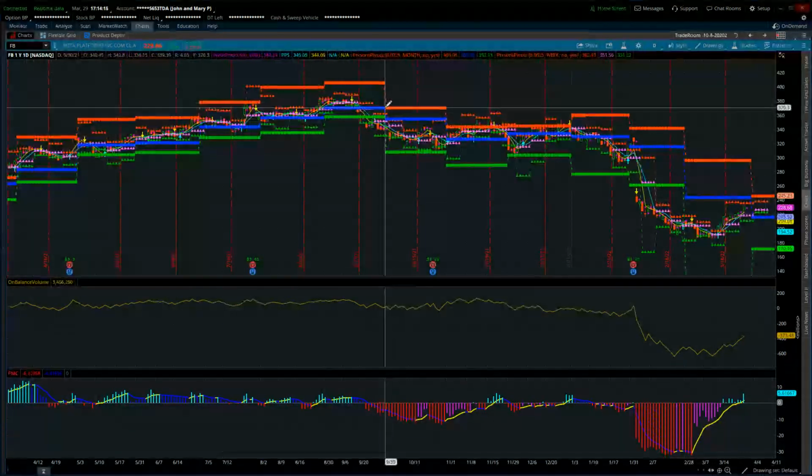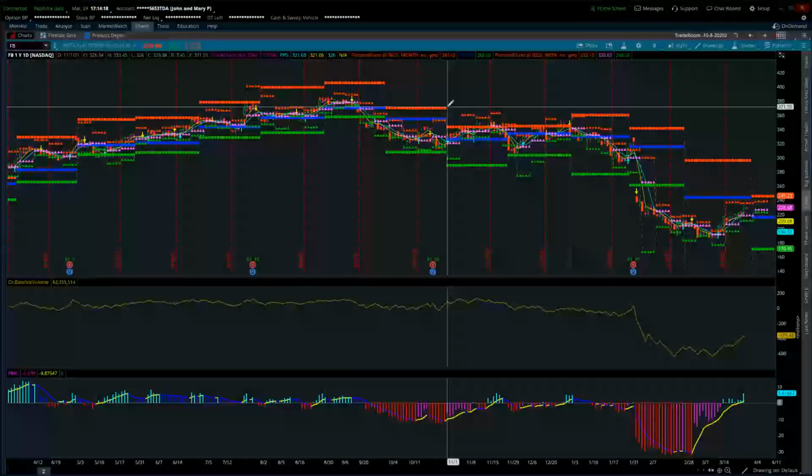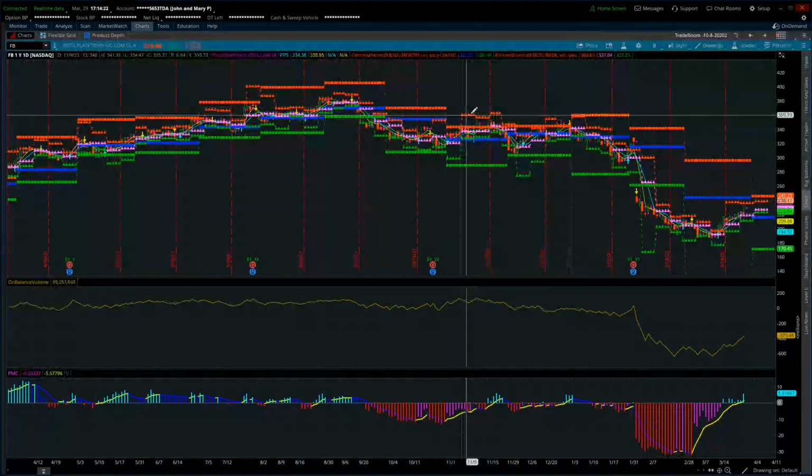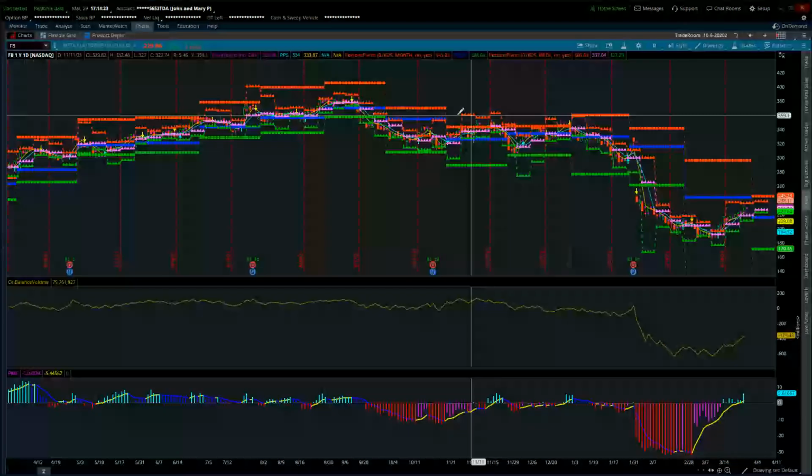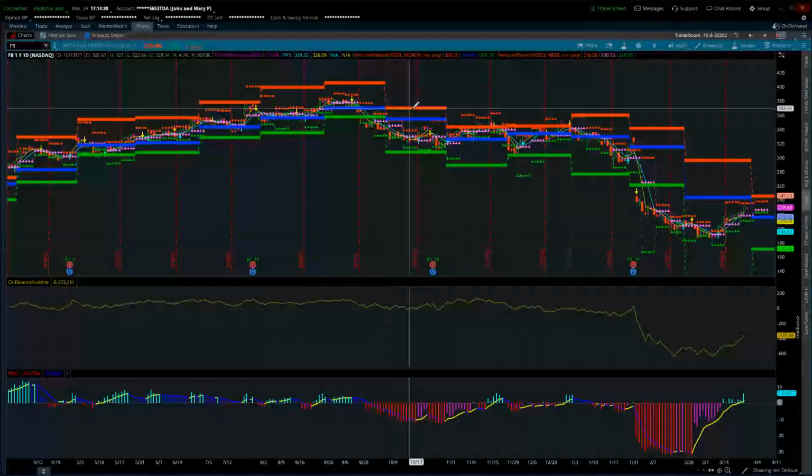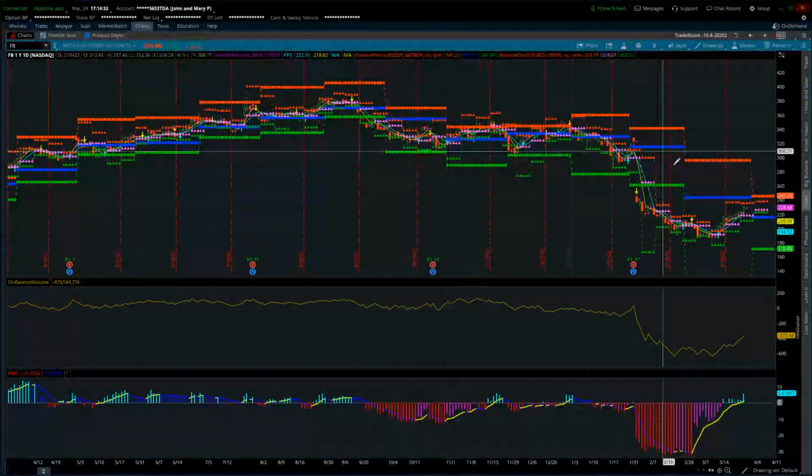How many days do those dots last? About a month. How many days do these little dots last? There's 5 of them, and there's 5 business days to a week. So those triangles represent the weekly pivots, and the square little boxes represent monthly pivots.